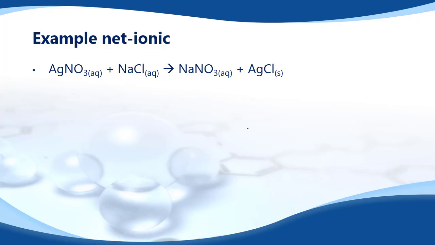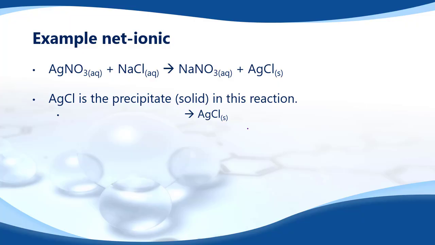All right, so let's try it with our equation. We have silver nitrate plus sodium chloride makes sodium nitrate and silver chloride. Well, what's our precipitate here? What is the solid in this reaction? Silver chloride. So we're going to write down silver chloride as our product. Now we're going to look at the ions that made them. If you remember from the earlier slide, the silver ion is Ag+, the chloride ion is Cl-.